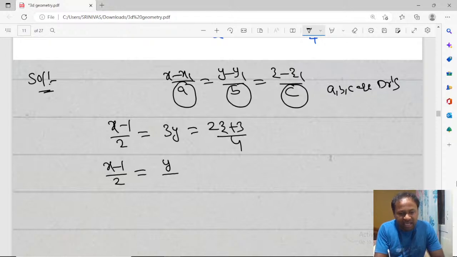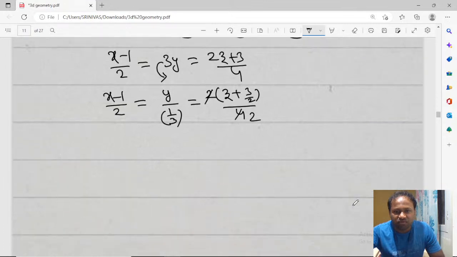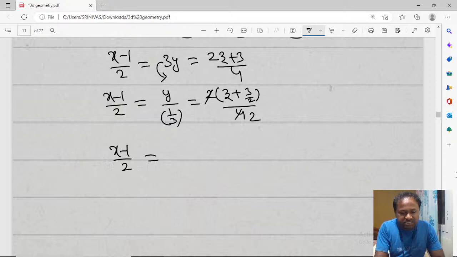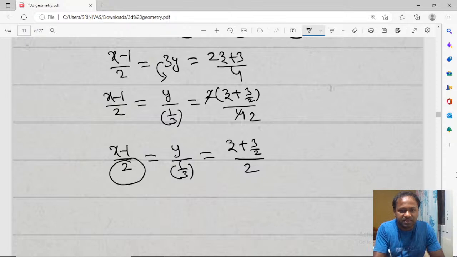I will write this as y divided by 1 by 3, 3 towards the denominator, is equal to 2 common. What we get? Z plus 3 by 2 divided by 4. Here 2 2s are 4. So then what we get? So x minus 1 by 2 is equal to y divided by 1 by 3 is equal to z plus 3 by 2 divided by 2. So these are direction ratios.